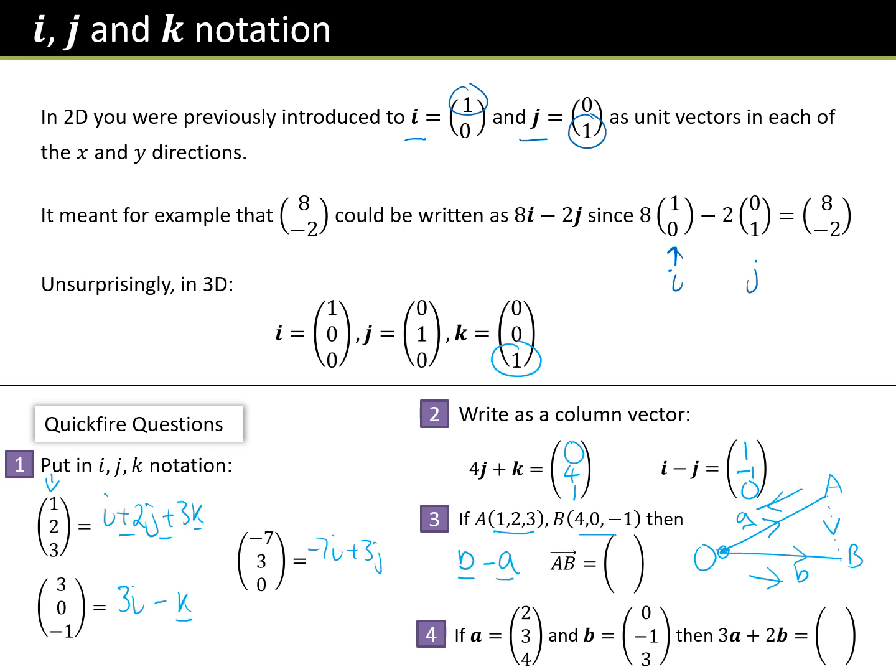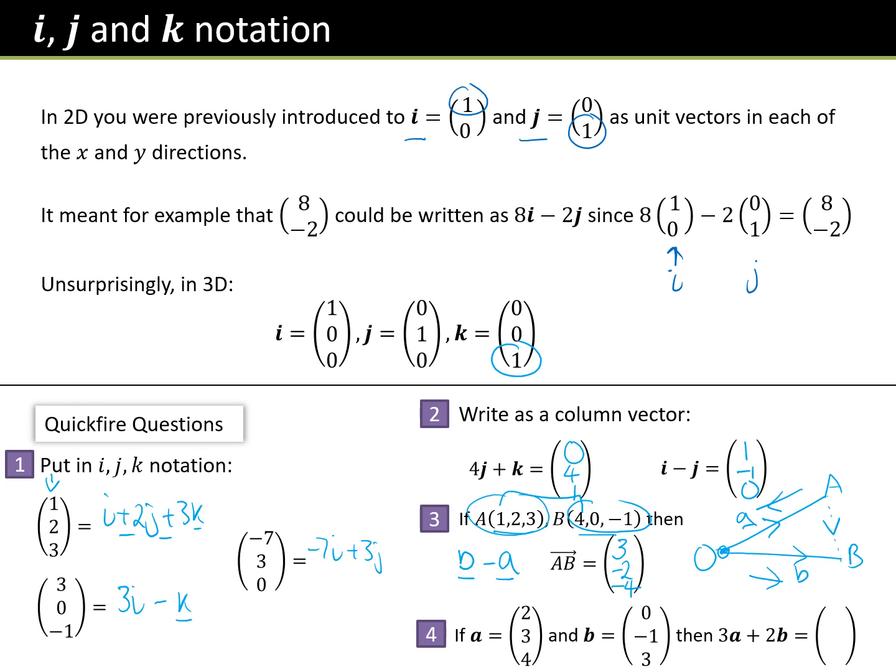So if we do B minus A, treating these coordinates as column vectors, then in the x-axis direction, we'd be doing 4 minus 1, which would give us 3, 0 minus 2, which is minus 2, and then minus 1 minus another 3 would be minus 4.